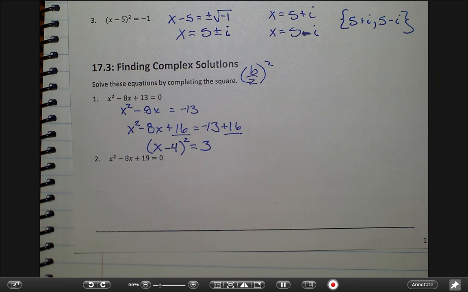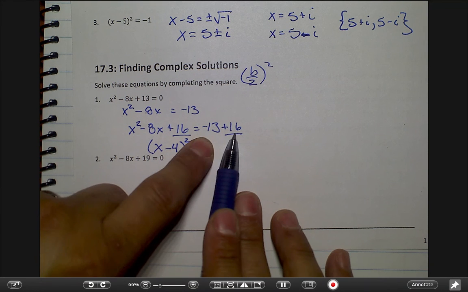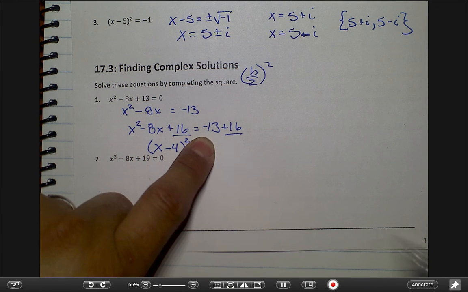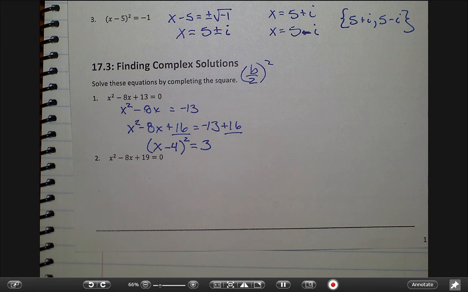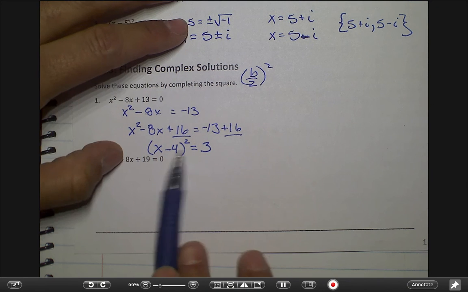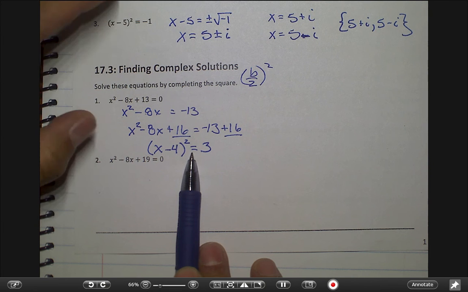Now, we have completed the square there. We completed that. Now, the next thing is just solving for the variable. Where'd you get the 3 from? Negative 13 and positive 16. Now we're going to solve for it. So I'm going to solve just like I did up here.